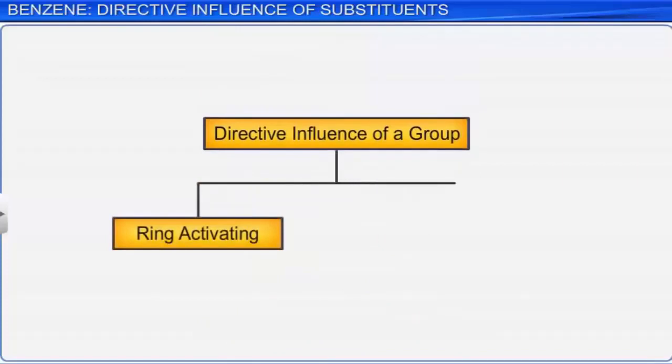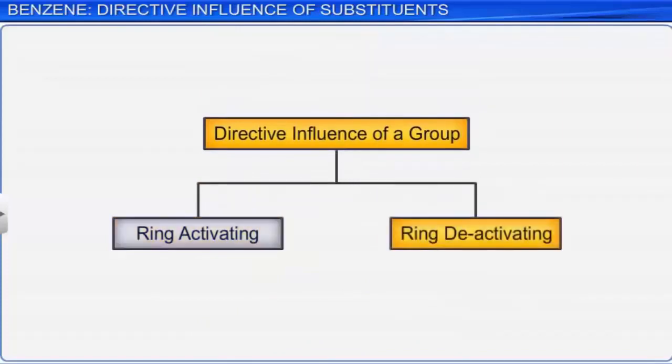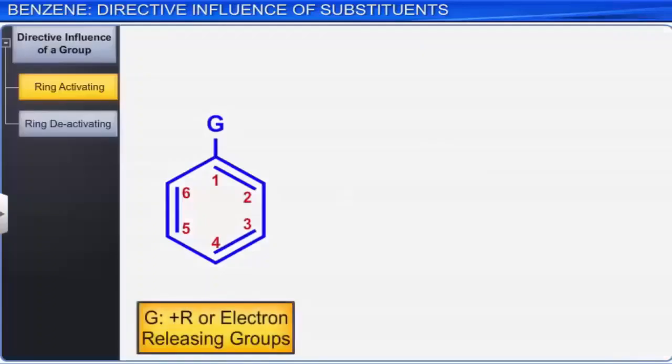Ring activating groups are plus R groups or electron releasing groups, which make the electron density relatively rich at ortho and para positions of the ring. Hence, these groups orient the new incoming electrophile to ortho and para positions.